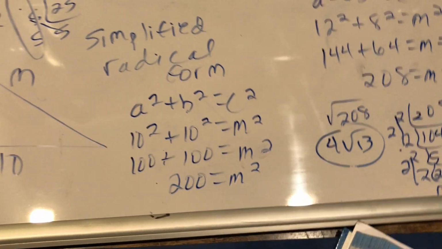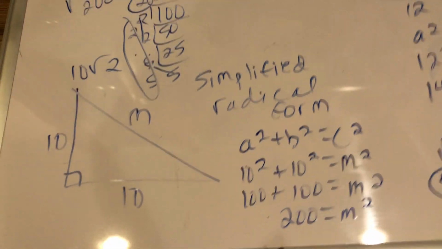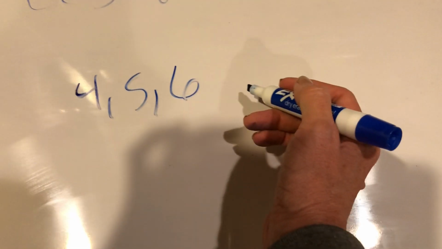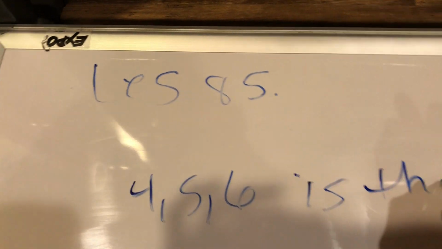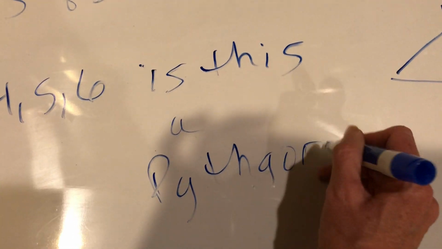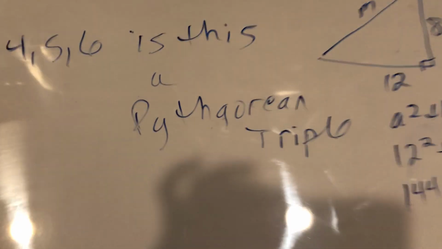you can decide if something is a right triangle or not. What'll happen is you'll be given numbers like 4, 5, and 6, and you'll be asked, is this a Pythagorean triple? Okay, so you got to know what a Pythagorean triple is.